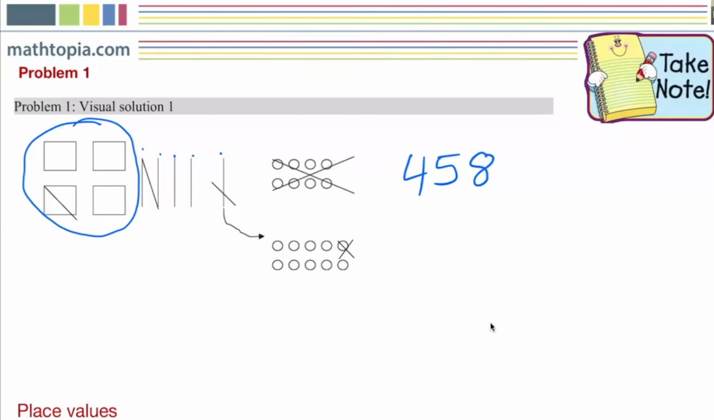Okay, my first number, but this is a little bit challenging, I'm going to say my first number is 458. What's my second number? What number am I going to take away from 458? Possibly, yes, Esma?